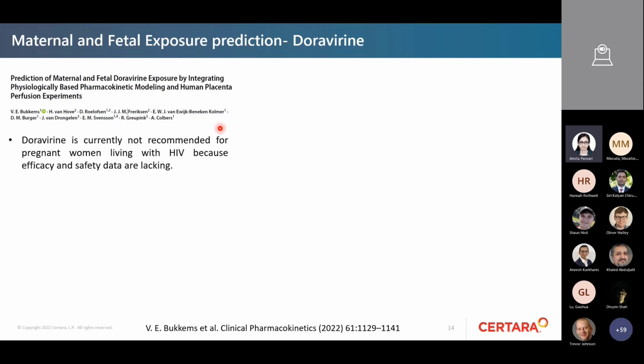So here, they also did first the human placental perfusion experiment and provided the information from the first model. The model was developed for ceftazidime in the Caucasian population, non-pregnant, and the prediction was performed in pregnant women. As you can see, this is the drug prediction performance here in the Caucasian pregnant women.